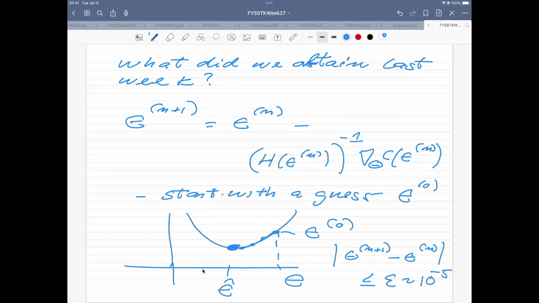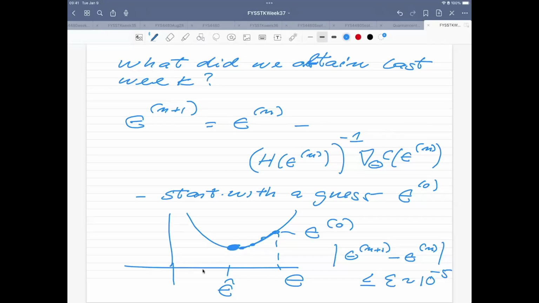Another possibility is to calculate the gradients and just see that the gradient is getting close to 0. This is normally less efficient than calculating this specific norm. So remember now that theta is a vector. Okay? So this is essentially what we derived last week.